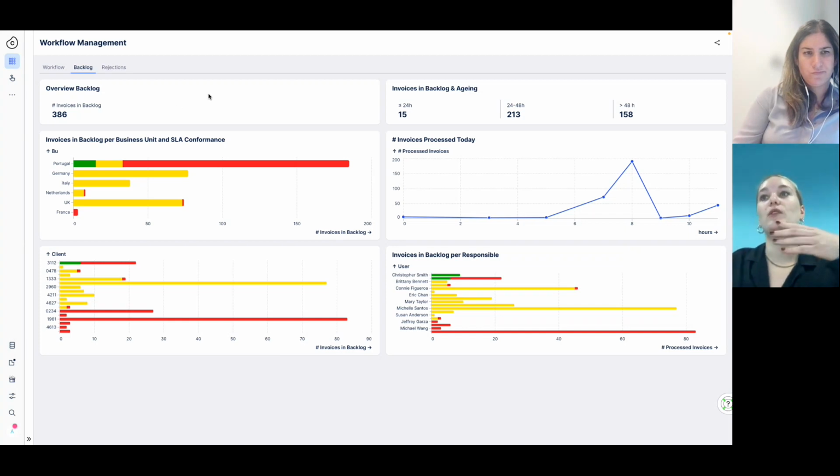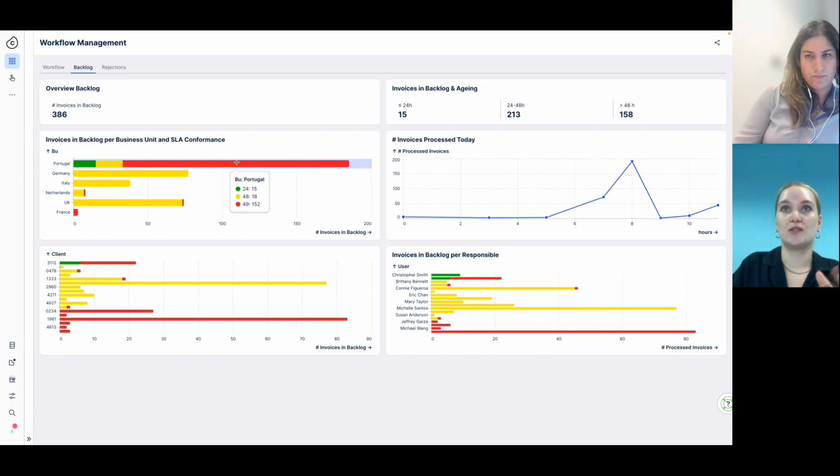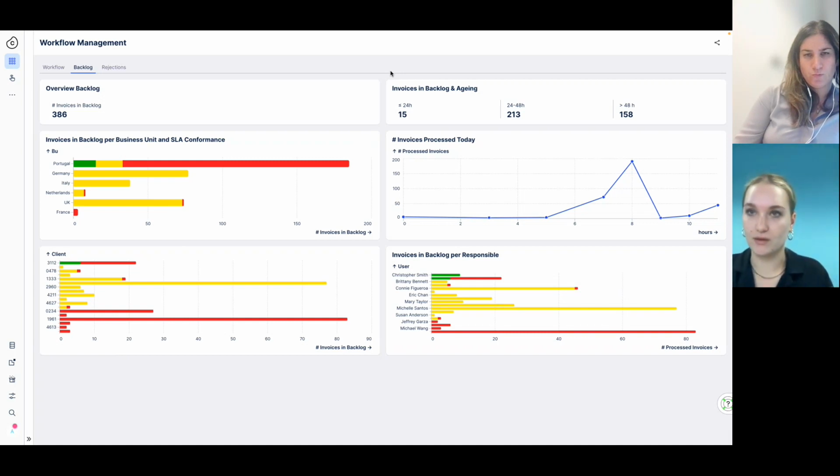So we created here a dashboard that allowed the accounts payable team to, on a day-to-day basis, understand what the workload is. So what we can see is we divided, for example, the invoices that had to be processed through business units, but also through clients and through the responsible user to show where the workload lies. But most importantly, we also connected this with Van Oord's service level agreement.